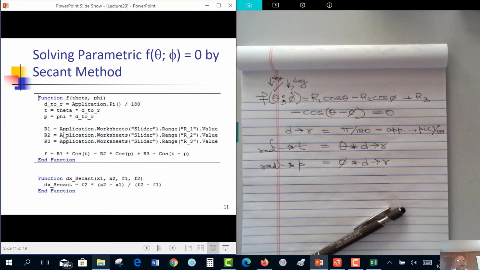Then what we are going to do is import R1, R2, R3 from the worksheet named slider. So these are going to be our named cell values. And then of course our function is simply R1 times cosine of theta. Now remember, t is in radians, R2 cosine p, phi is in radians, and this is theta minus phi in radians. Okay, so that's our function calculation. And then of course, you remember dx secant, it has these 4 arguments, and we will get dx for secant method.